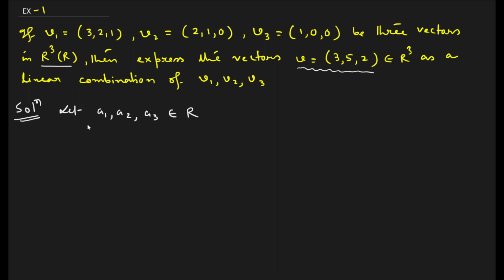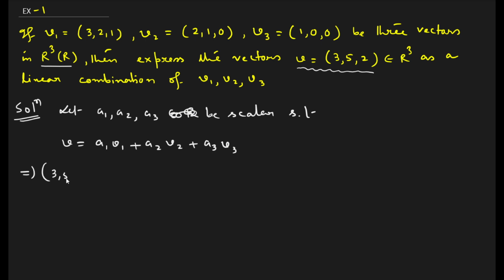So initially एक काम कीजिए. So let us suppose like this. Let a1, a2, a3 be scalars such that, okay, such that v equals a1 v1 plus a2 v2 plus a3 v3. Okay, so suppose we can express v in terms of v1, v2 and v3. Now what is our v?